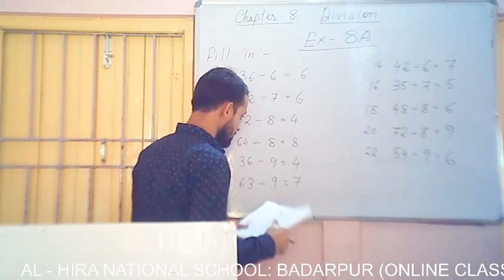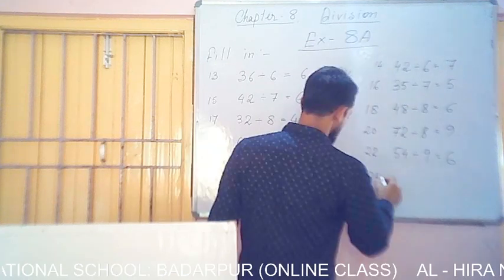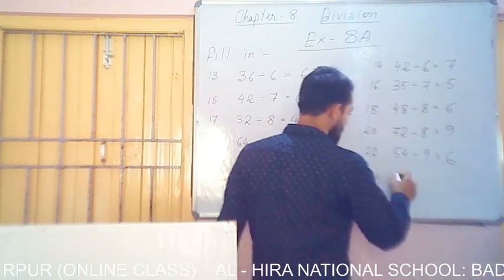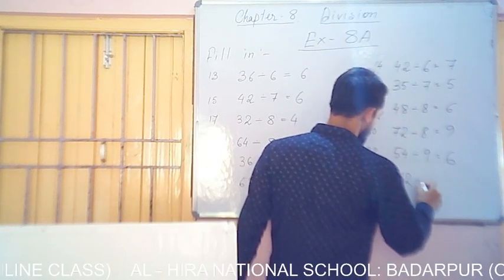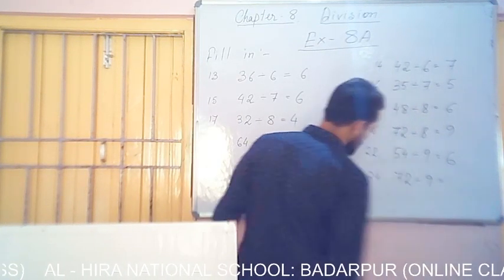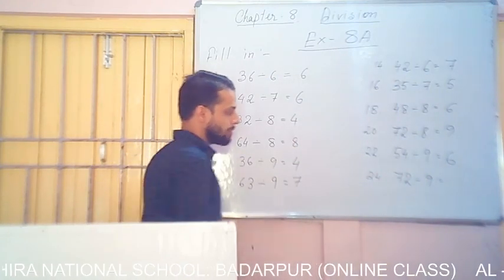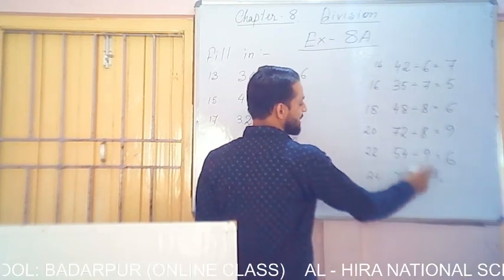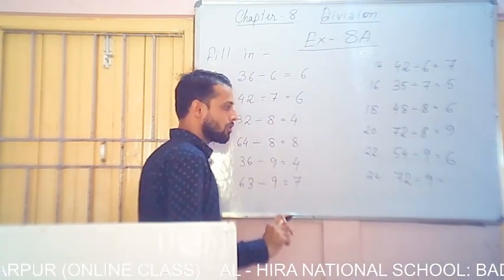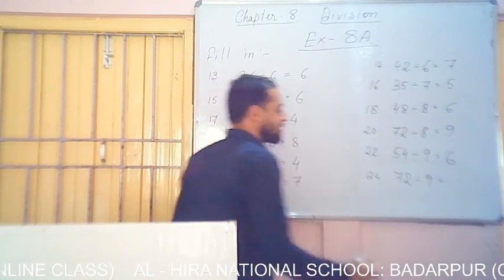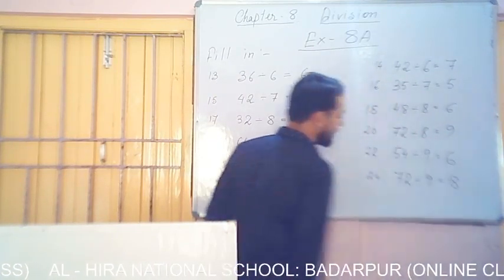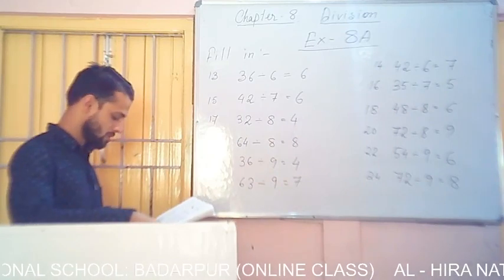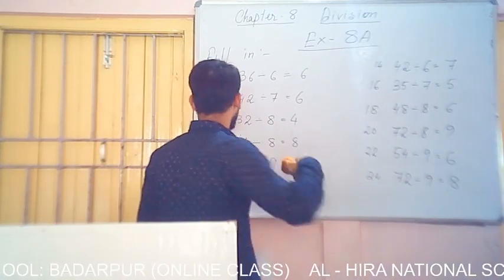Now question number 24. Question number 24 is 72 divided by 9. So here we have to follow the 9 multiplication table. If we divide 72 by 9, or if we go to the 9 table, we'll get 9 8s are 72. So let me wrap these things.